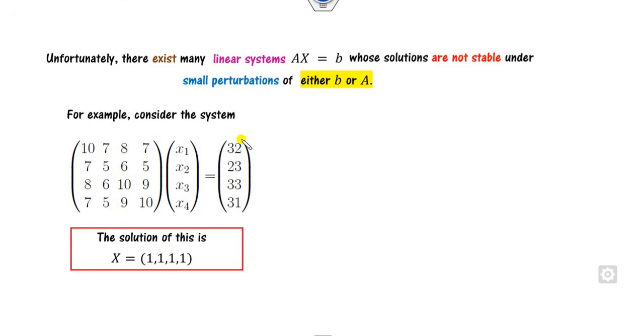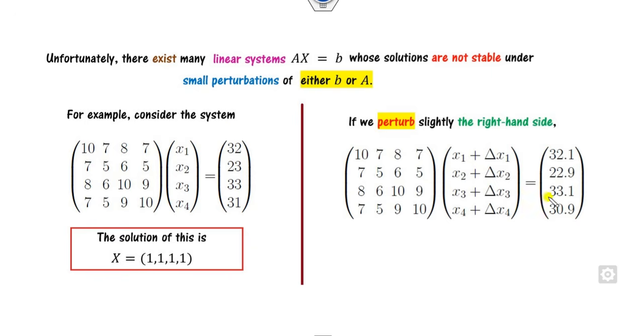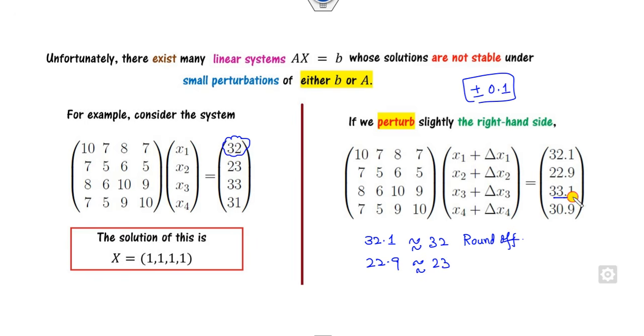Now, if I perturb this right hand side vector, you can see I change 32 to 32.1 and 23 to 22.9. There is a plus or minus 0.1 difference between them. You can round off 32.1 to 32, and 22.9 to 23. Similarly, 33.1 can be rounded off to 33, and 30.9 to 31. But can you make the round off as easy as it looks?